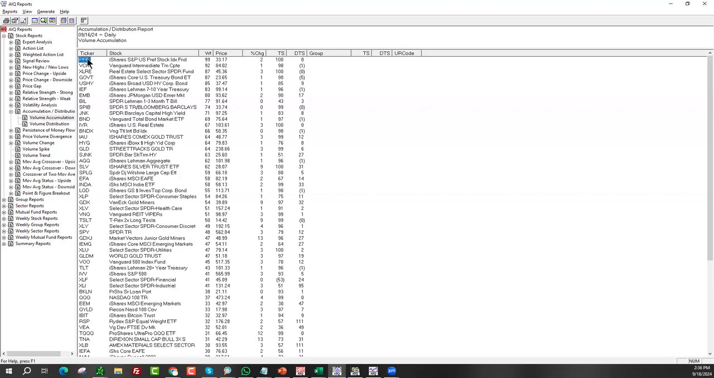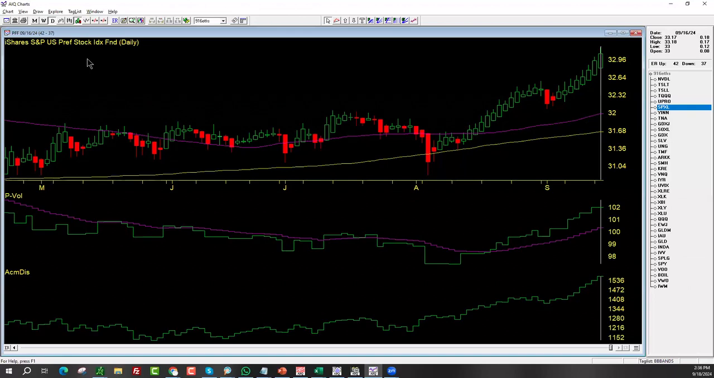So if I bring that up into a chart here, check this out. I mean, look at the trend on this. So this has got accumulation going on, and it's a serious amount of accumulation going on in this particular ticker. Notice also that the positive volume is way up there as well. This has been in a trend for a long while.